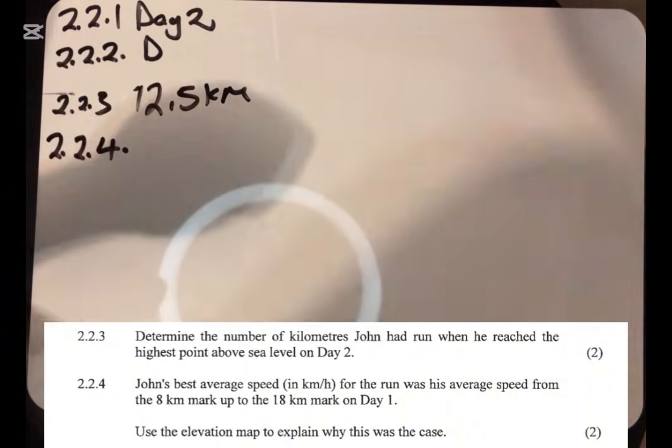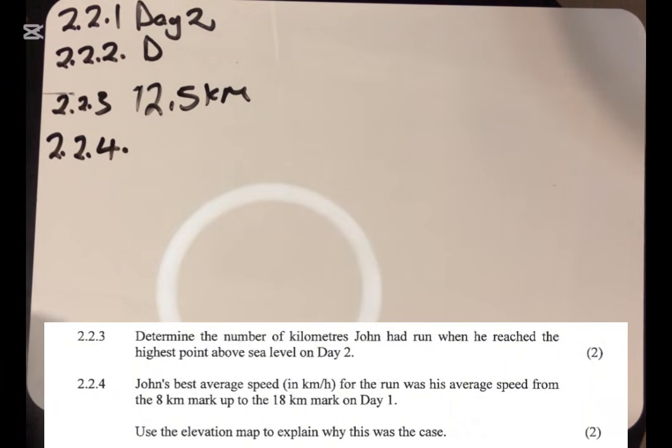2.2.4, it says that John's biggest average speed in kilometers per hour for the run was his average speed from the 8 kilometers mark up to the 18 kilometers mark on day 1. Use the elevation map to explain why this was the case.